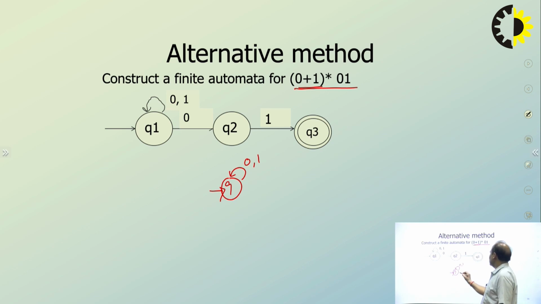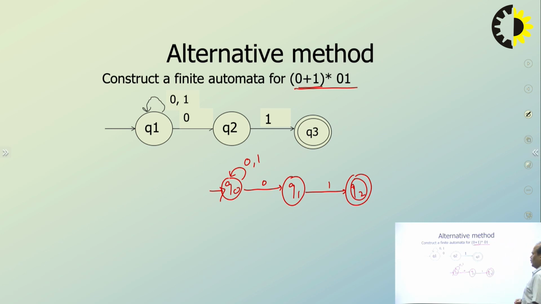And after that there is 0. So go with 0, right? And then again go with 1, and we are finishing here. So this is Q0, this is Q1, this is Q2 actually. So what is happening now? This is an NFA. On 0 you are going to Q0 and on 0 you are going to Q1. So that means this is an NFA.